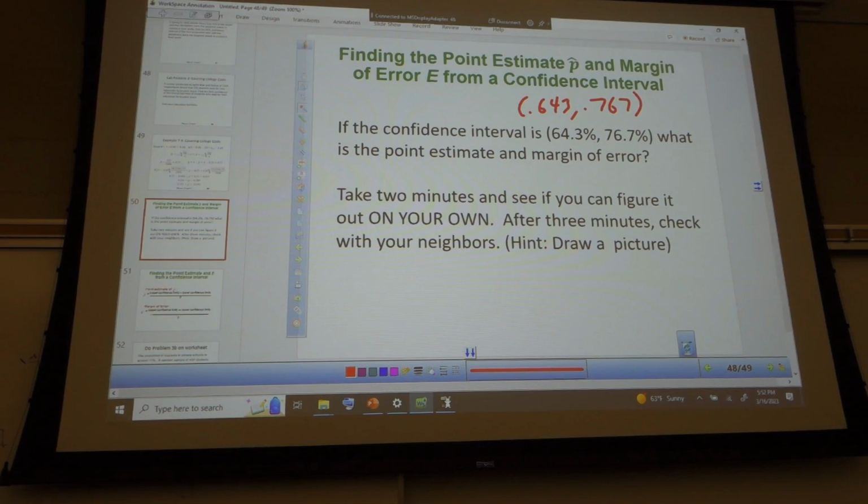So I'm going to give you folks a few minutes. Take 2 minutes on your own without talking to see if by yourself you can figure out how to find the margin of error and the point estimate from the confidence interval. This is a mental challenge. So growth mindset, grow your brain cells, grow your mind, and try to figure it out.